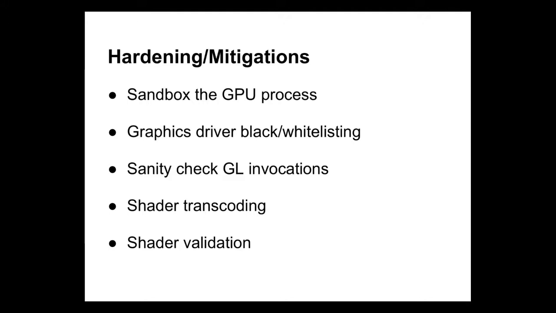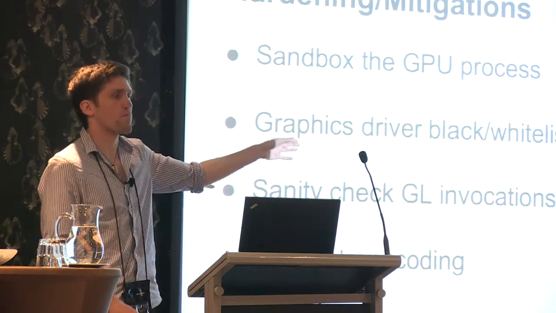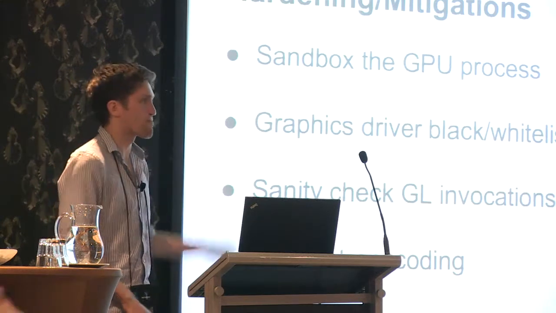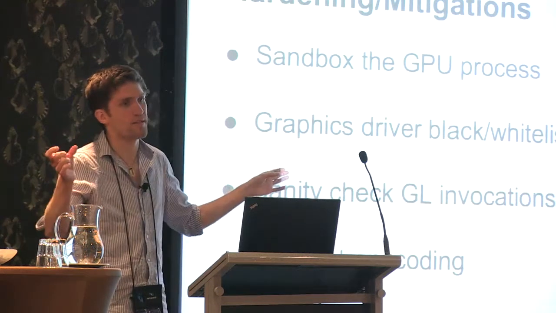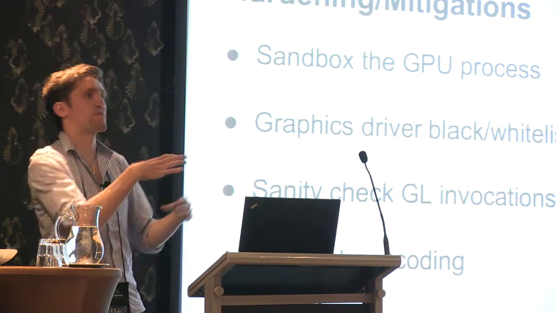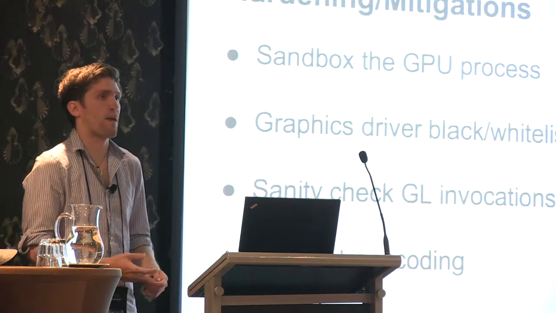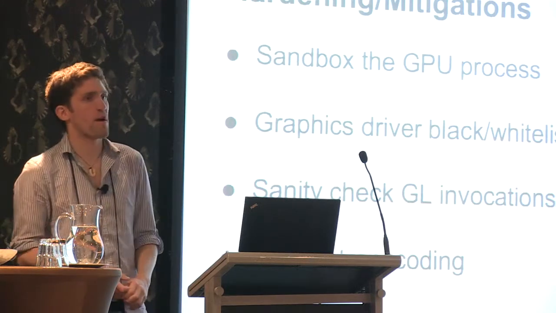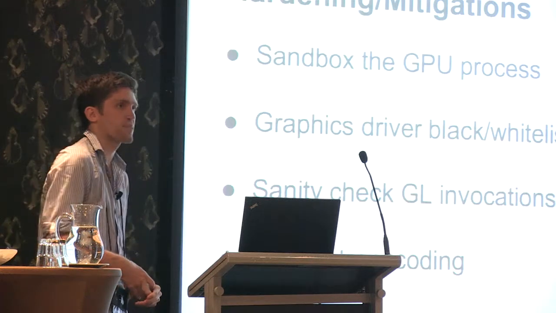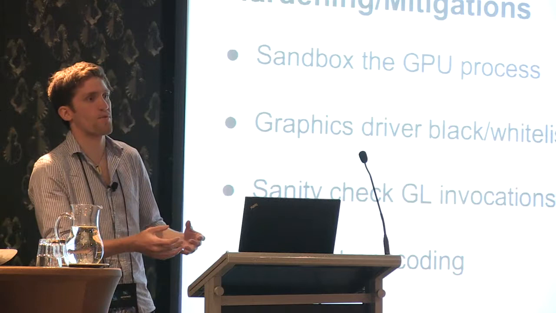So we can also attempt to sanity check all of the GL invocations that we're making. In the GPU process, we don't just have to take a WebGL DOM request, like binding a buffer or something, and pass it directly to OpenGL. We can actually do some sanity checking in between since we're acting as a middleman. And we've increasingly started to do this. Again, the intention here is to try and reduce the attack surface, the fringe cases, so that even though there's a vulnerability in the driver, you can't actually get it through our pipeline.